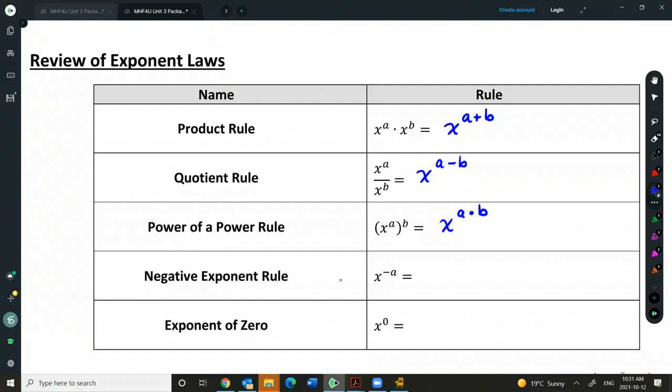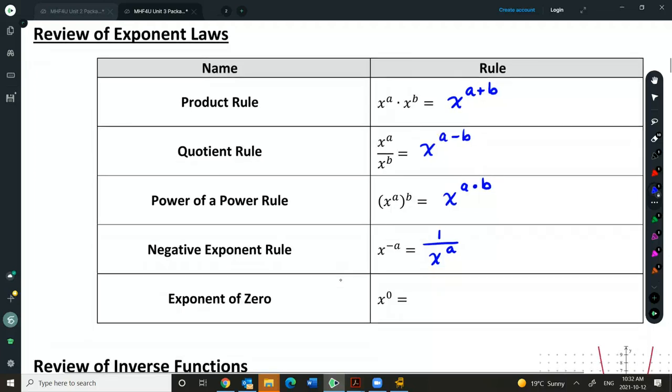Negative exponent rule, we talked about this one in grade 11. Bella? Okay, so if you have a negative exponent, you will move this to the opposite side of the fraction. So if it's in the numerator, you will move it down into the denominator, then you can make the exponent positive. If it were in a denominator, you can also move it up to the numerator and make the exponent positive. So move it to the opposite side of the fraction. And exponent of 0, anything to the exponent of 0 is equal to, Clayton? 1.